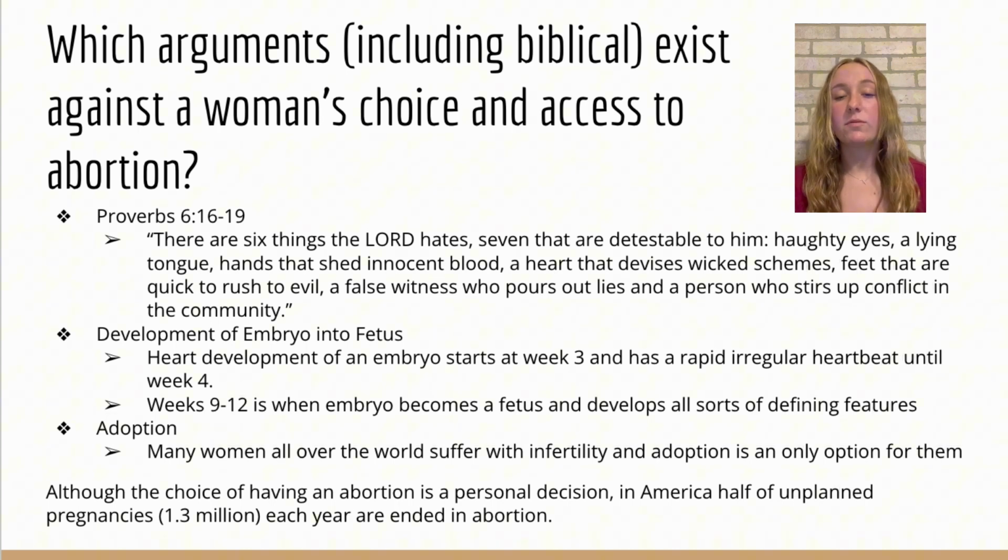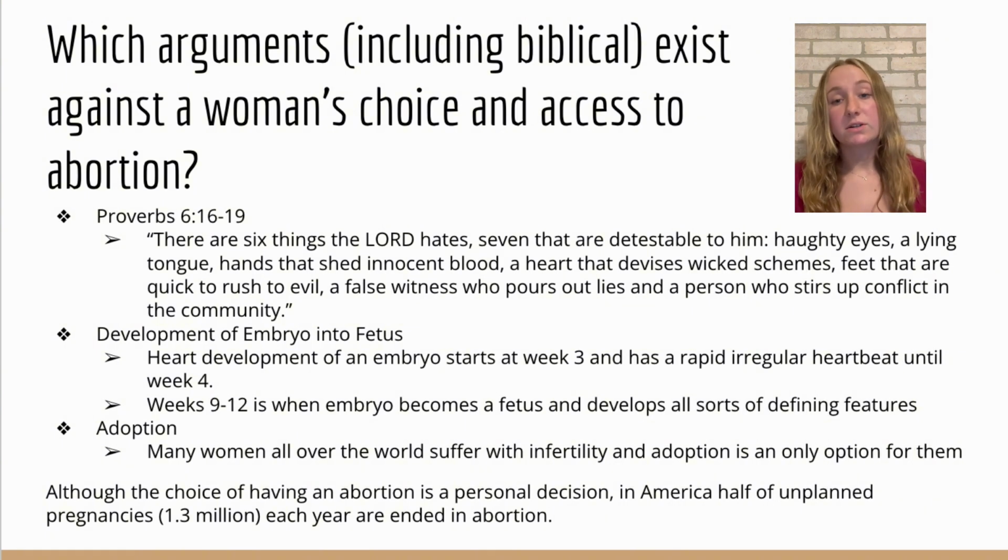So this is kind of where an embryo becomes a fetus. Once there's conception, an embryo is formed, and then that embryo becomes the fetus. Heart development of an embryo starts at week 3. Three weeks after conception, there is a heartbeat, and it's not regular, it's irregular, but by week 4, that does become regular and it does even out.